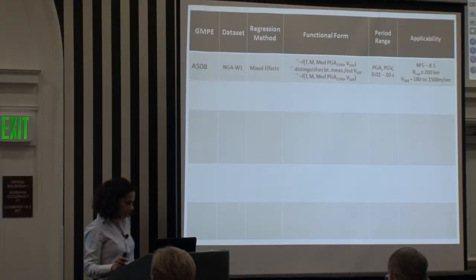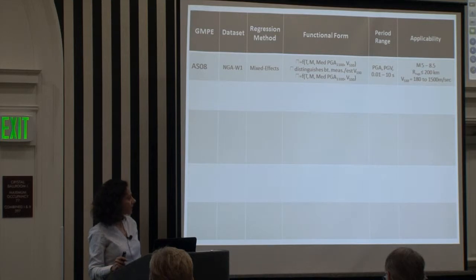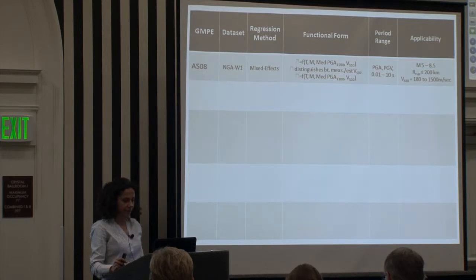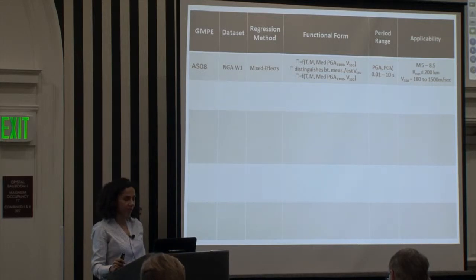Okay, thank you. All right, so we have here Abrahamson and Silva 2008. They used the mixed effects approach to separate their within event and between event standard deviations. Both standard deviations are a function of period, magnitude, and they have included the soil nonlinearity effects, and the parameters for that are VS30 and the median PGA rock. Their within event standard deviation distinguished between measured and estimated VS30.